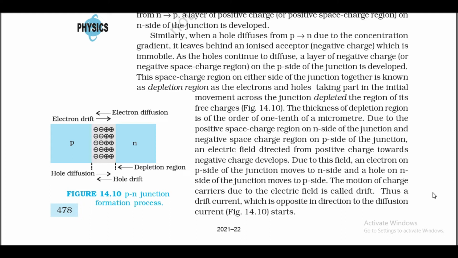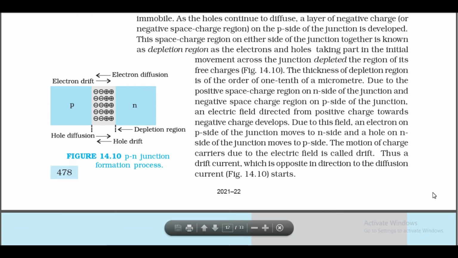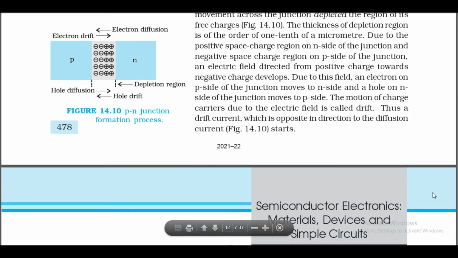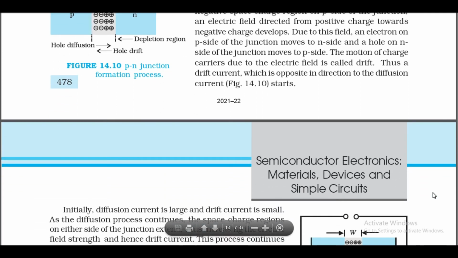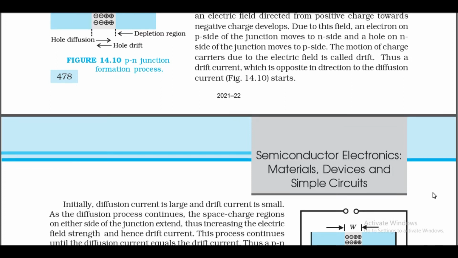Due to this field, an electron on the P side of the junction moves to the N side and a hole on the N side of the junction moves to the P side. The motion of charge carriers due to the electric field is called drift. Thus, a drift current arises which is opposite in direction to the diffusion current.